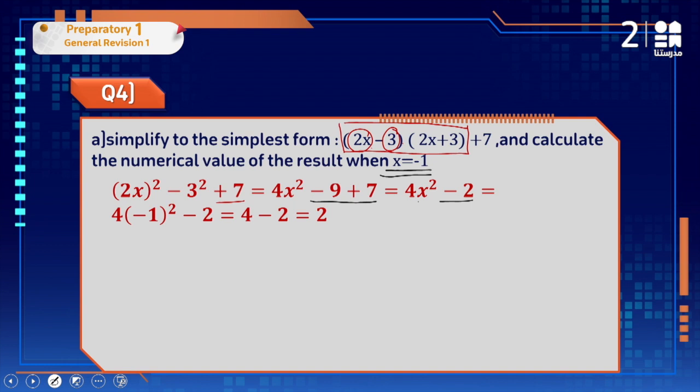So here it is 4, then -1 to the power of 2 minus 2. -1 to the power of 2 means -1 times -1, which is +1. Negative times negative is positive. Then 4 minus 2 is 2. So the final answer is 2.